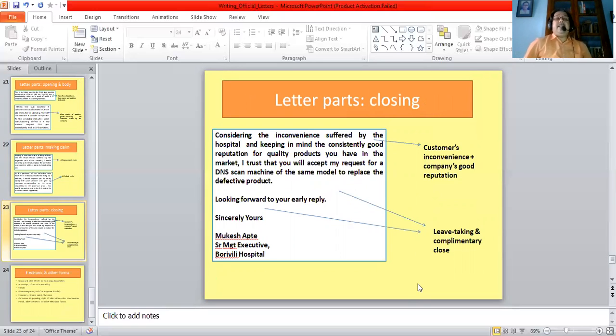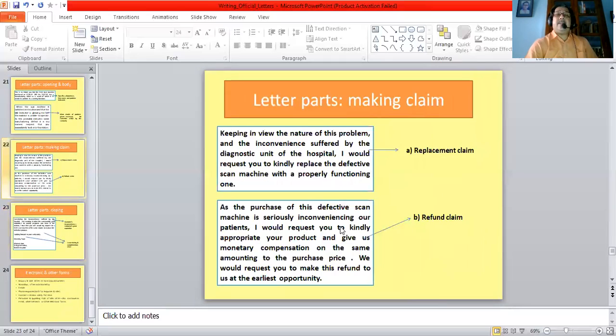This is the closing part of this letter, but before this, we have to have the claim being made. So there are two types of claim which can be made. One is that of a replacement.